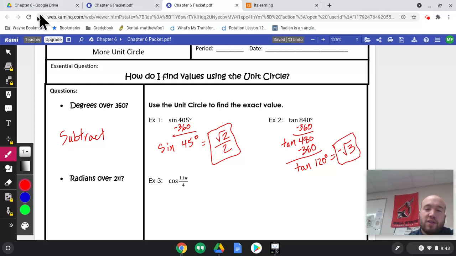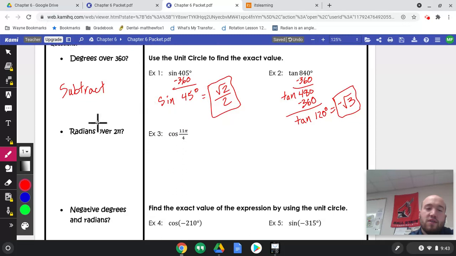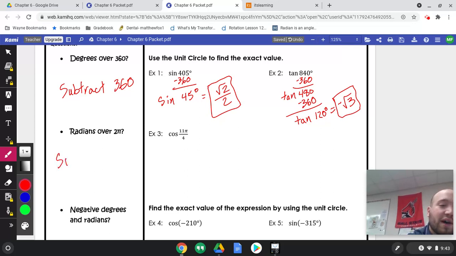All right, now our final example up here is dealing with radians instead. So what if it's radians over 2 pi? Same thing. Oops, I forgot up here to put subtract 360. We always subtract basically one circle. So one circle is 360. If we're in radians instead of 360 degrees, 2 pi radians is equivalent to one circle. So we'll subtract 2 pi radians from it.